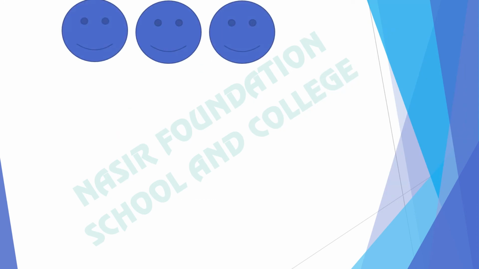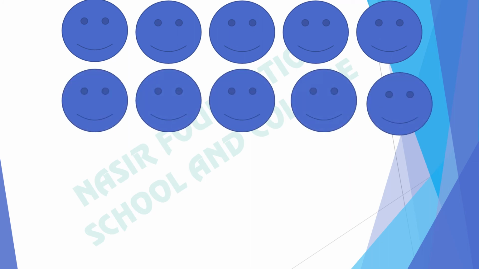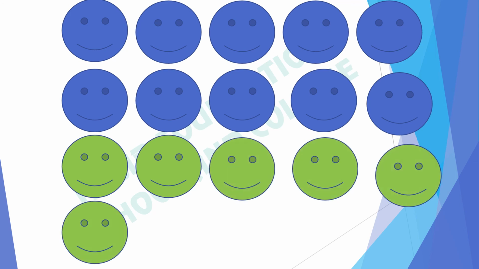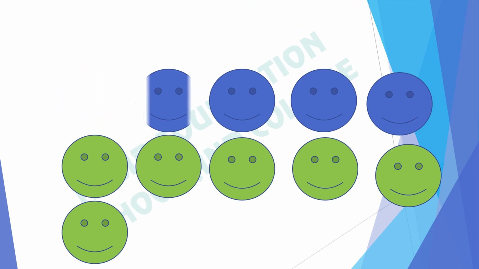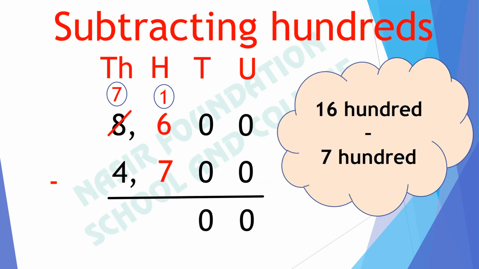We count 1, 2, 3, up to 16. Out of 16 we have to subtract 7. Counting 1, 2, 3, 4, 5, 6 and 7, we are left with 9. If we subtract 7 hundreds from 1600, we are left with 9 hundreds.